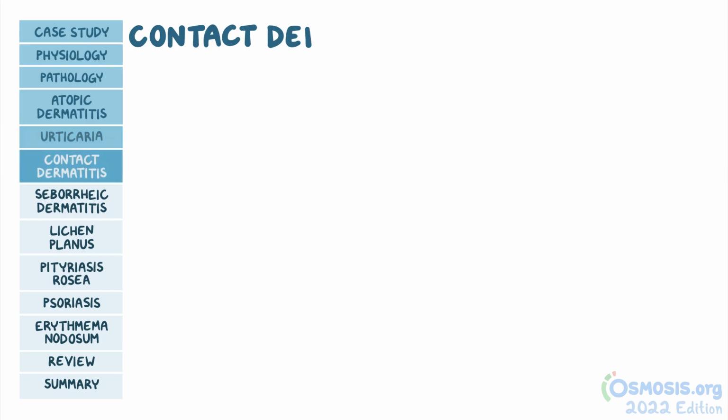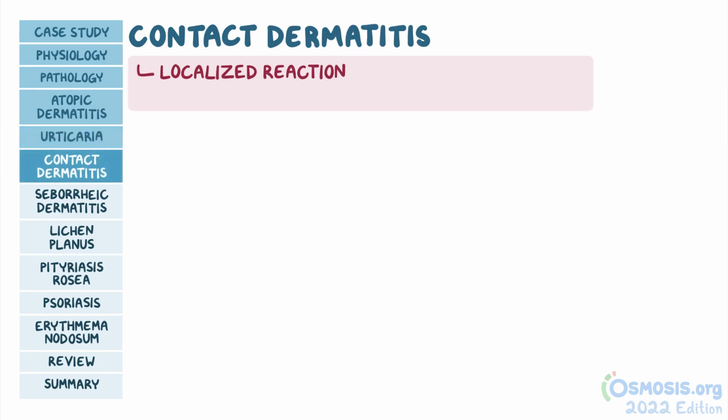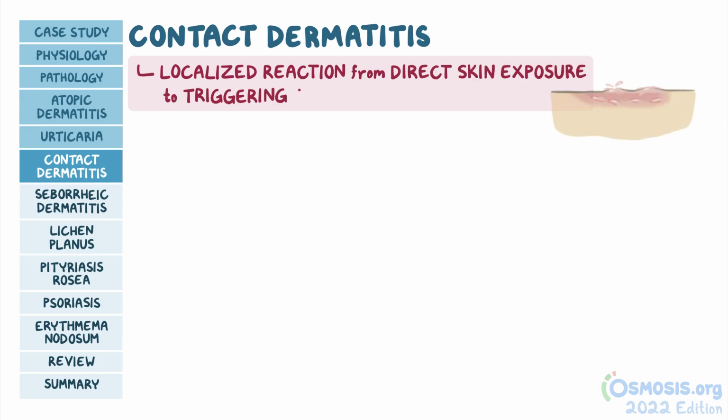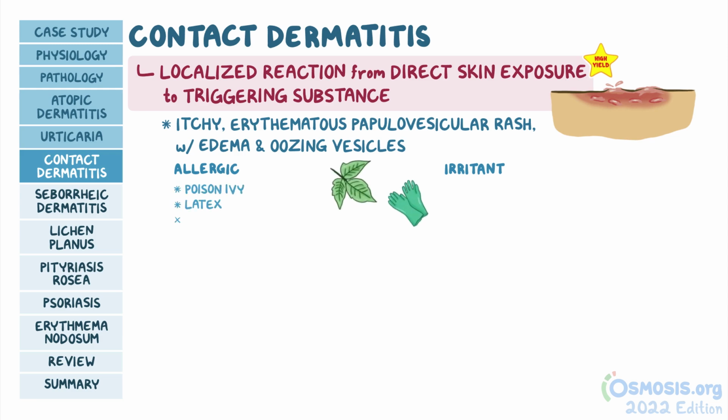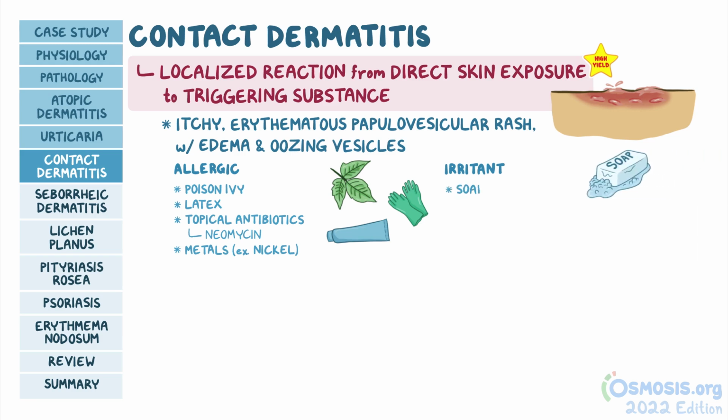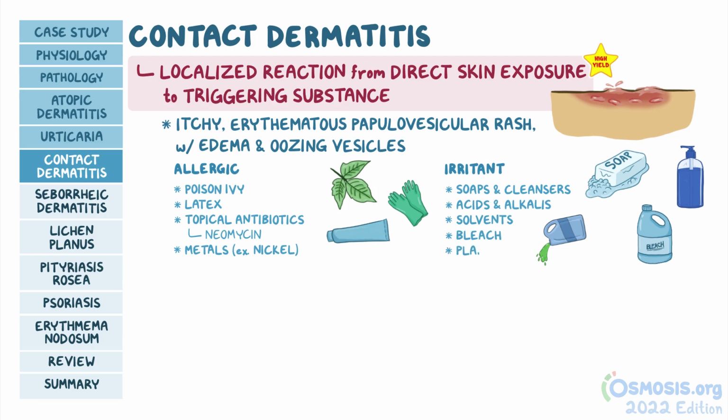Next, there's contact dermatitis, which is a localized reaction that arises from direct skin exposure to a triggering substance, typically presenting with an itchy erythematous papulovesicular rash, often with edema and oozing vesicles. You can have allergic contact dermatitis or irritant contact dermatitis. Allergic contact dermatitis is induced by things such as poison ivy, latex, topical antibiotics like neomycin, and metals such as nickel.